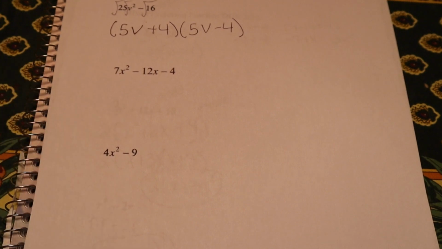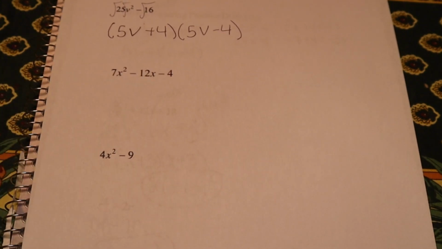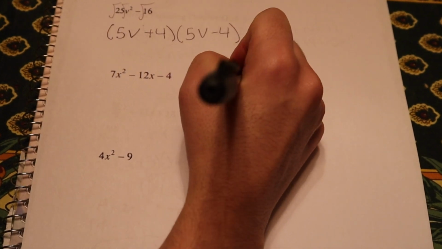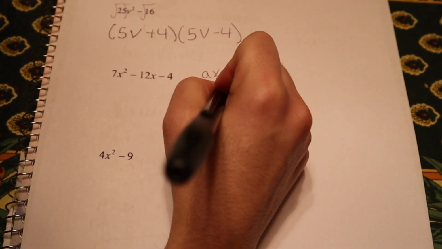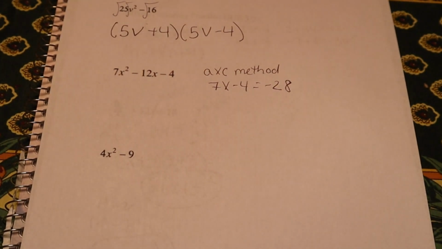All right, this next problem. Once again, we have a trinomial. We have 3 terms. First question, is there a common factor that we can pull out from all of them? Does 7 go into 12 and 4? No. So this is again the A times C method. So my A times C, I'm going to do 7 times negative 4, and that's negative 28.